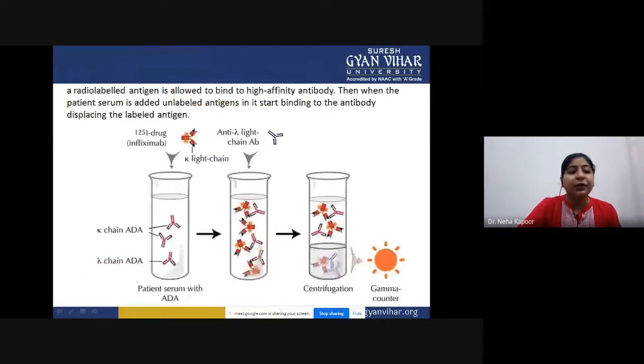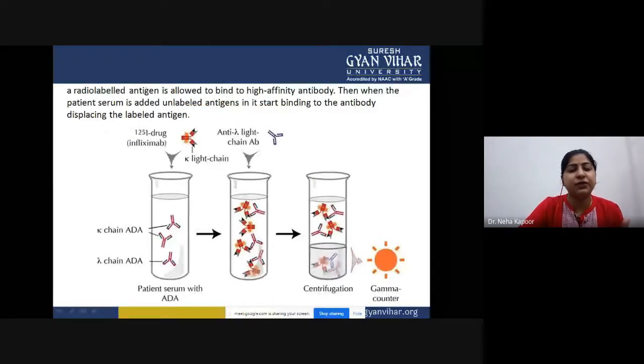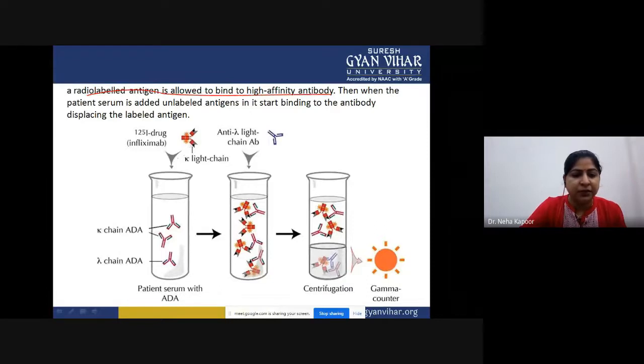Now, a radiolabeled antigen, this is an example case study, in the case of a certain kind of disease. A radiolabeled antigen is allowed to bind to a high affinity antibody. Thus, when the patient serum is added, unlabeled antigen in it starts binding to the antibody, displacing the label. This is the kappa chain ADA. This is the lambda chain ADA.